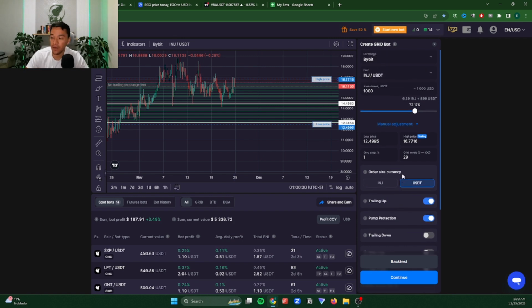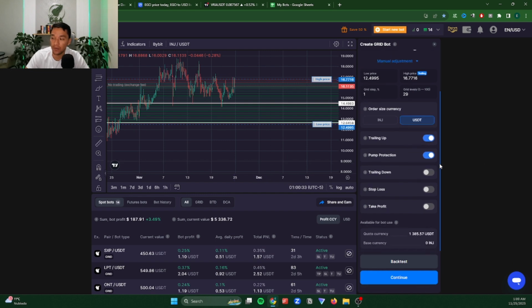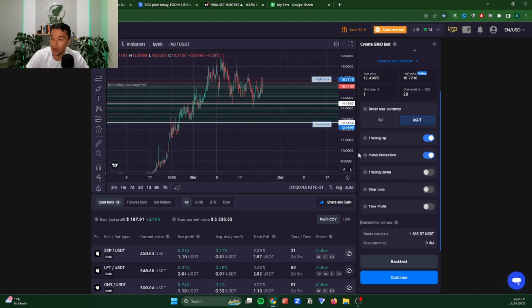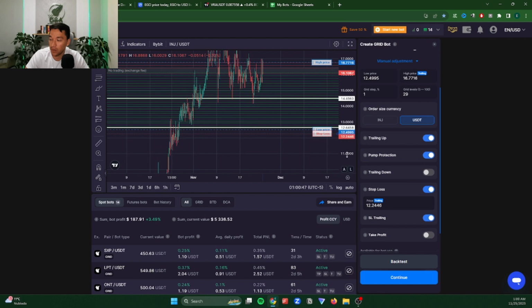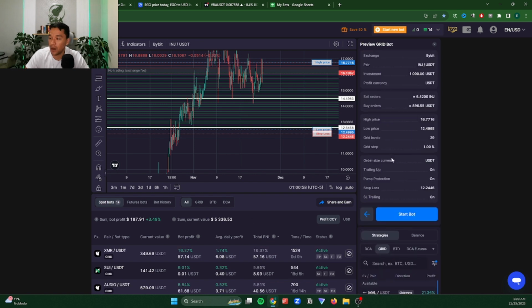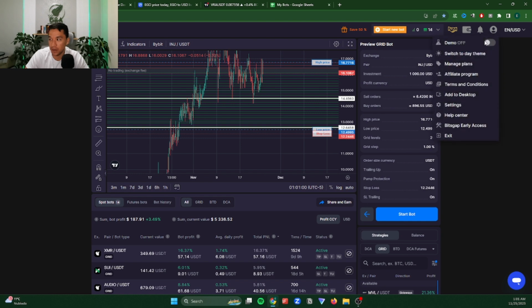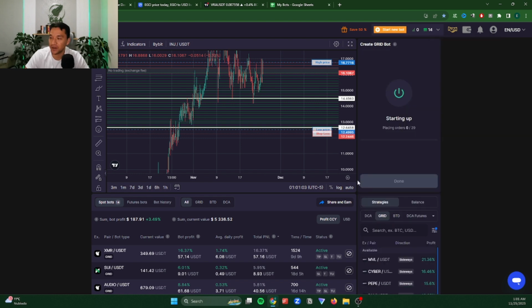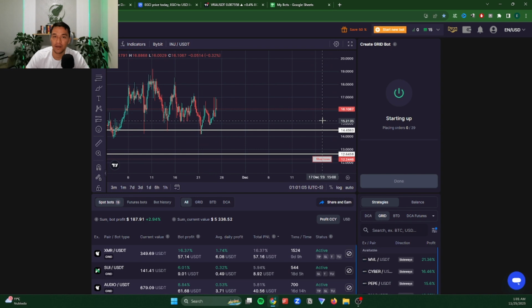Now, last settings we have to do is making sure the trailing up is on, prop protection on, trailing down off, stop loss off, stop loss down off, and then stop loss on as well. Have to make sure that it's below the low price. Profit, I don't have it activated. I like to close my bots manually, and then click on continue and start the bot. Once again, this is my real account. We're gonna start the bot and making sure that everything is on check.